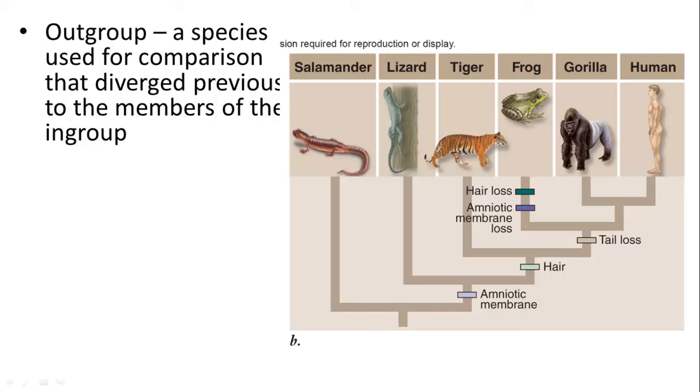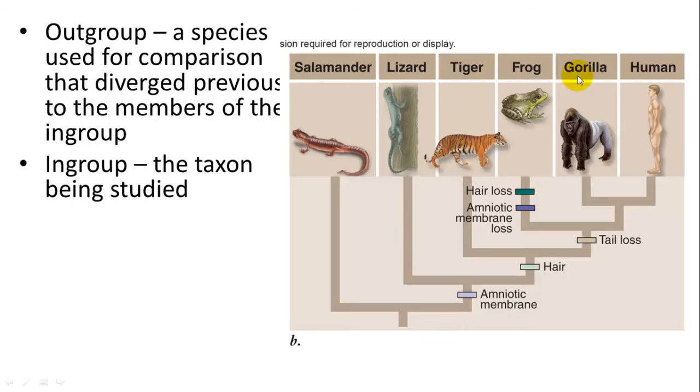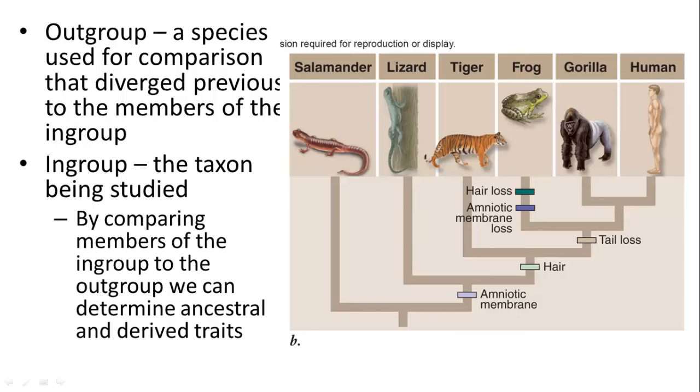In constructing a phylogeny, then, an outgroup is used for comparison. So here we have a bunch of vertebrates that have the amniotic membrane, so they're all grouped together. And we use a salamander as an outgroup to determine the relationship. The in-group is the taxon being studied, so here's our in-group, amniotic vertebrates. And what we can do is assume that any differences between this ancestral species and the in-group is shared because of relationship. Okay, so if a lizard has more shared characters with a salamander, we assume that it is more related to the salamander than the rest.